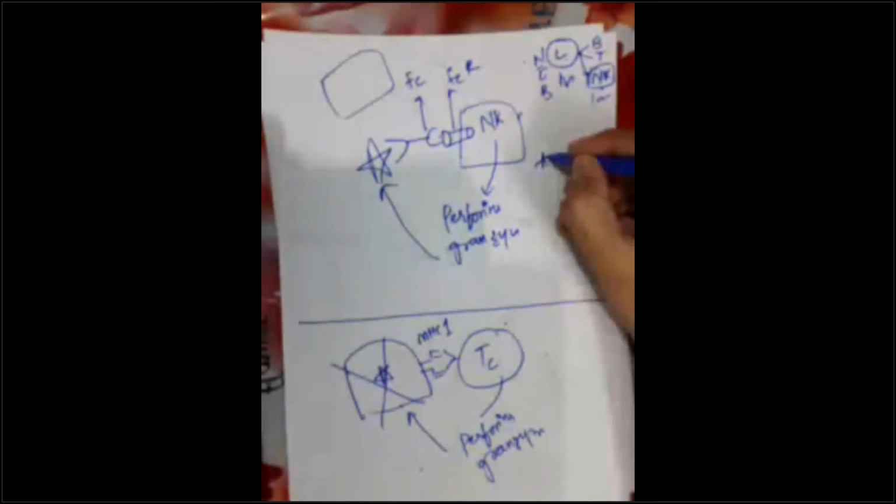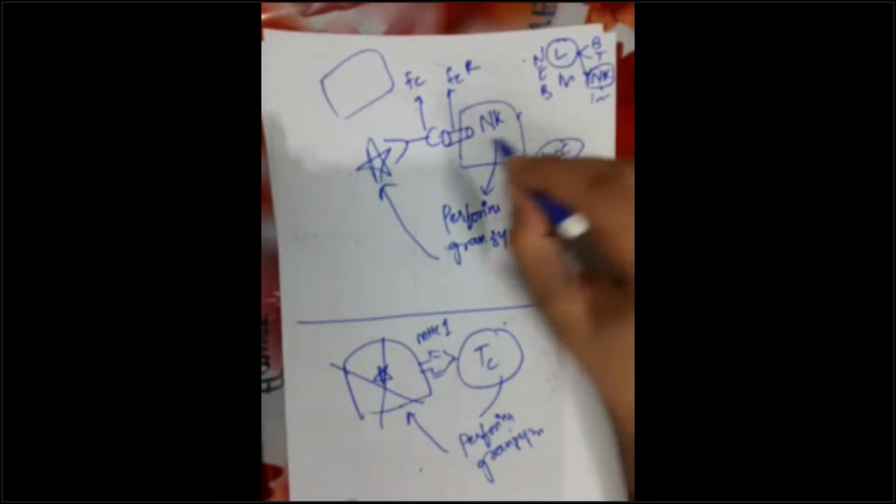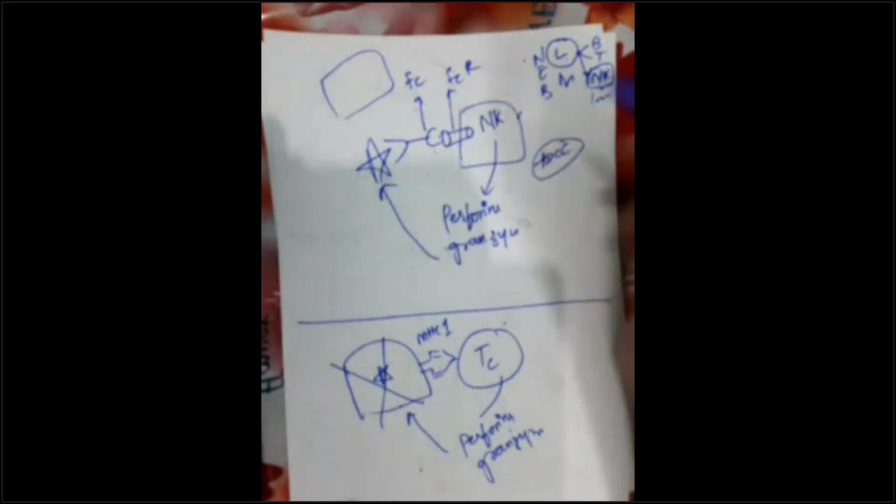Is it clear? Do you want anything in clarity over here? Anything else? Fourth and fifth repeat. Okay. Fourth is by NK cell. This is known as ADCC. Antibody dependent cell mediated cytotoxicity.